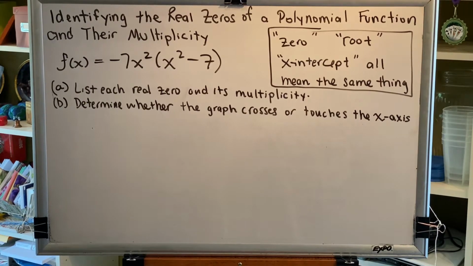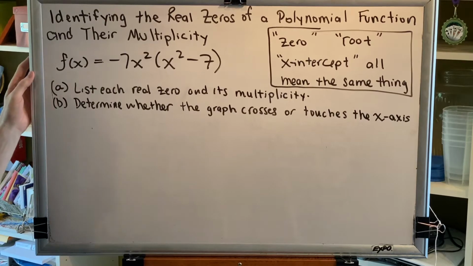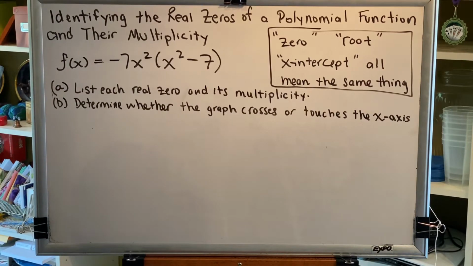The topic of this video is identifying the real zeros of a polynomial function and their multiplicity. Let's look at a problem. f(x) equals negative 7x squared times the difference x squared minus 7. Once again, we're asked to find the real zeros, the multiplicities, and to determine whether the graph crosses or touches the x-axis. Okay, let's begin.